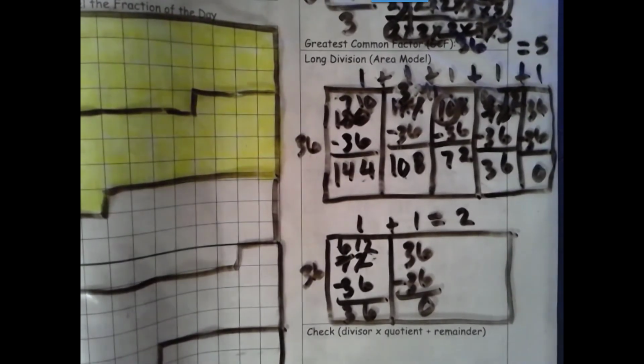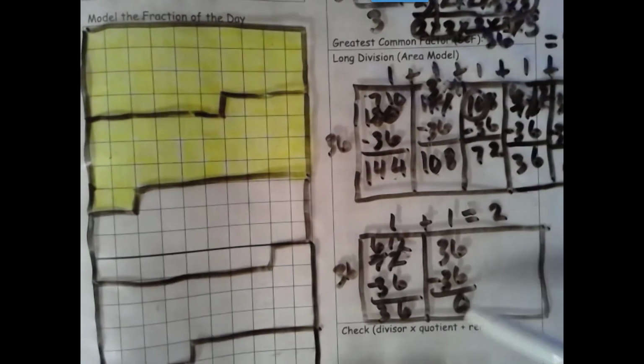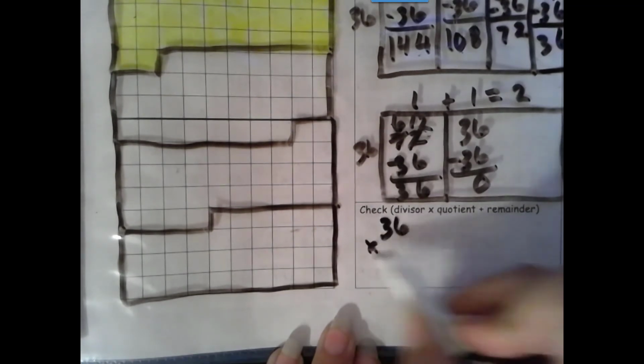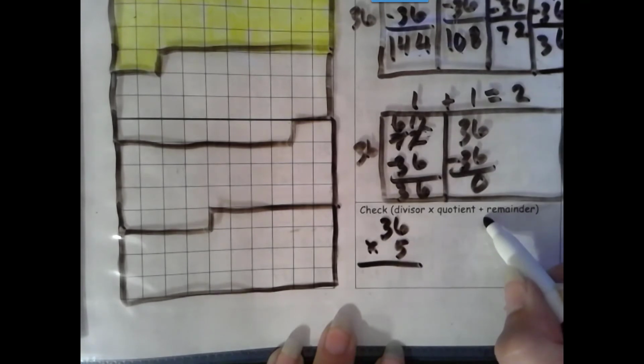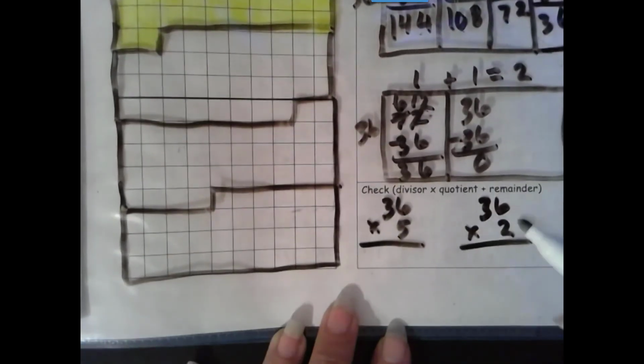Now we still want to check our division. We're going to use our divisor times our quotient plus our remainder. Since our remainder is 0 for both, and the identity property of addition says when you add 0, it stays the same, we don't need to take the time to add 0.